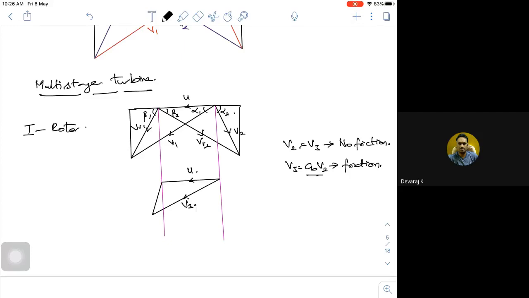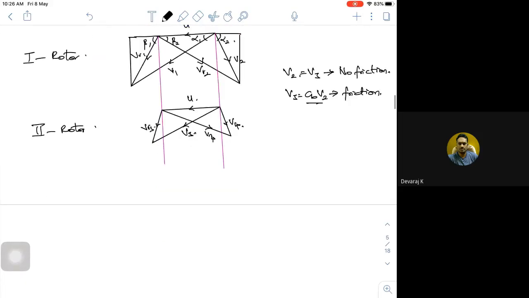So this will be your VR3. Okay. Then you go here. This will be VR4 and goes here. This will be V4. So this is for the second rotor. If there is a third stage, what should I do? I should proceed further and draw the velocity triangle.